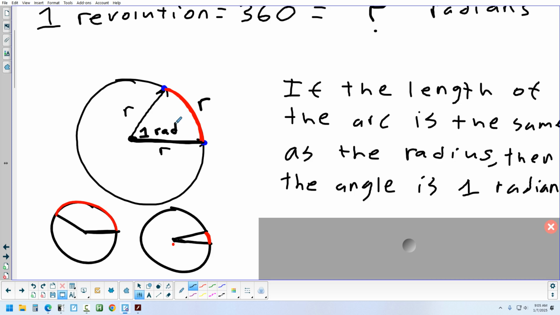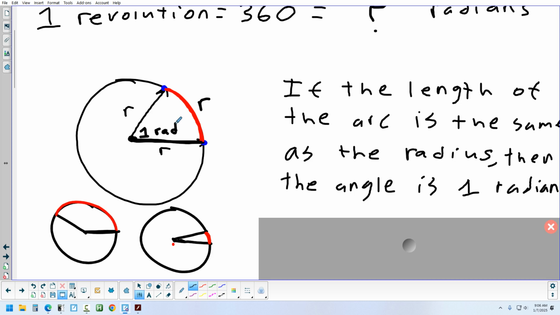So that doesn't really help us to convert between radians and degrees. What it does is give you a visual to see what a radian looks like. Any question on that idea? That idea is going to be important for something we do tomorrow. If the arc length and the radius length are the same, you automatically have 1 radian. That's an important idea.